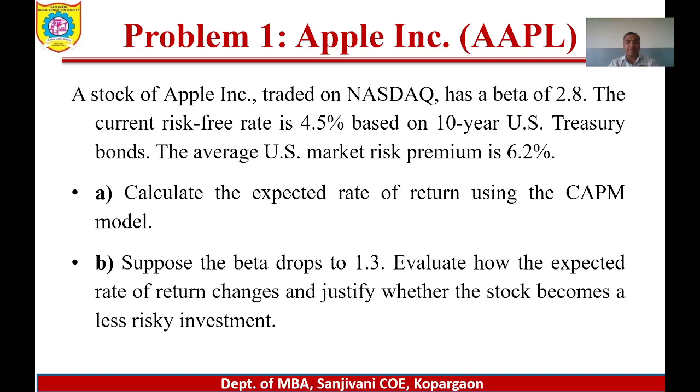Now these are the given details. Based on this, you need to calculate the expected rate of return using the capital asset pricing model. There is a second question: suppose the beta drops to 1.3, earlier it was 2.8. If it falls to 1.3, what will happen to the expected returns? You need to justify whether the stock, or that investment, becomes less risky or the risk is still high.